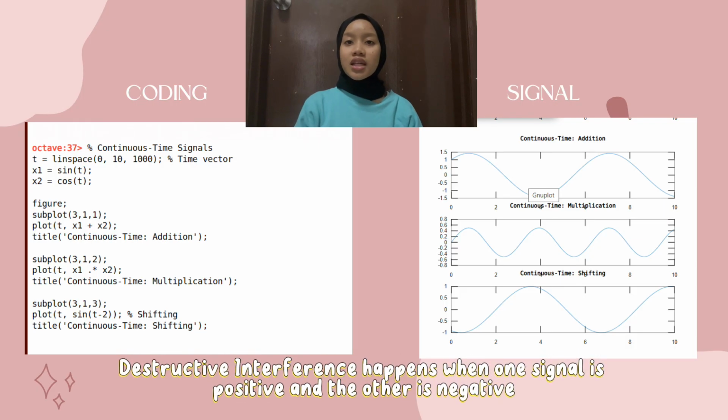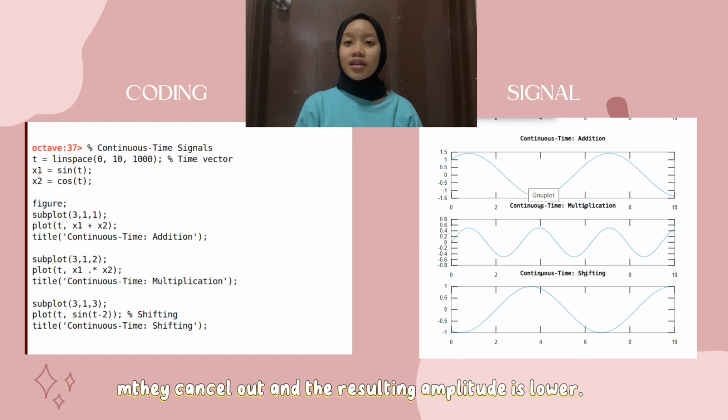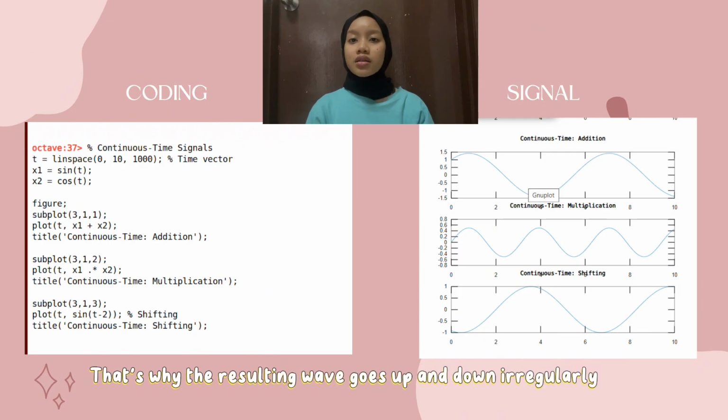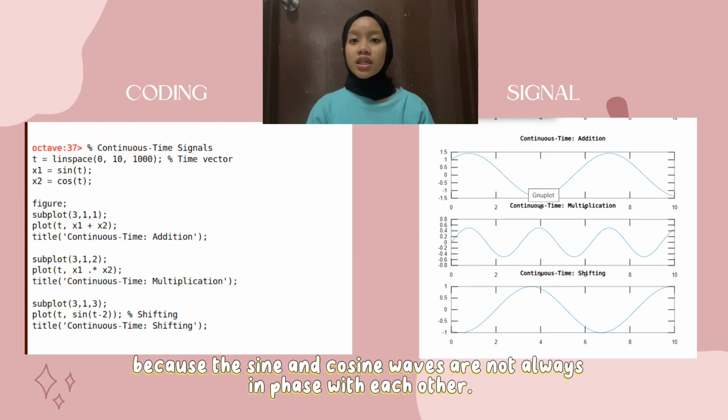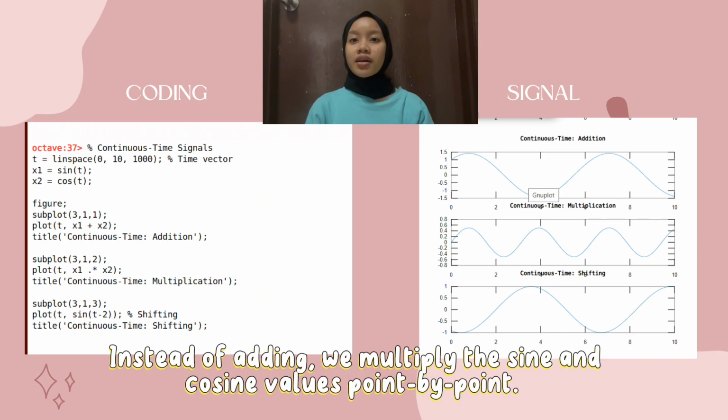Destructive interference happens when one signal is positive and the other signal is negative. They cancel out and the resulting amplitude is lower. That's why the result wave goes up and down irregularly, because the sine and cosine waves are not always in phase with each other. Instead of adding, we multiply the sine and cosine values point by point.